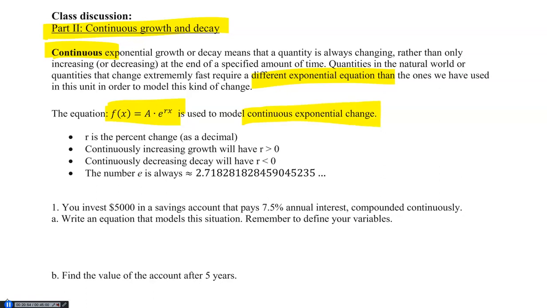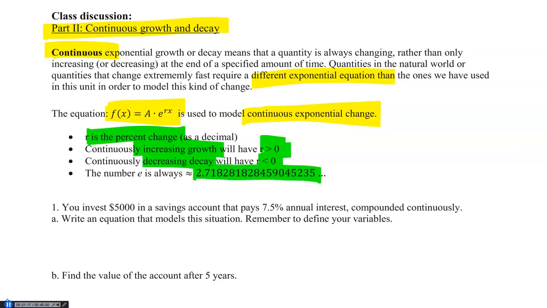Okay, that is used to model the continuous exponential change. So take note of these. R is the percent change, and always write it as a decimal. Increasing growth is when r is greater than 0. Decay is when r is less than 0. And e is always approximately equal to this irrational number. So let's start with some problems here.